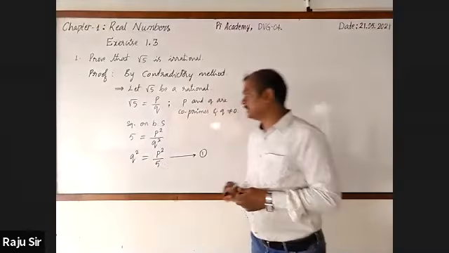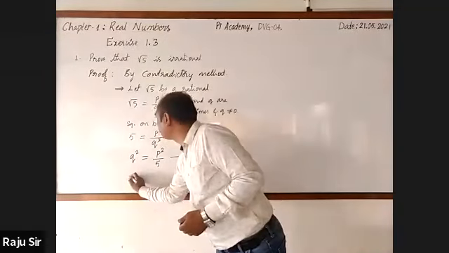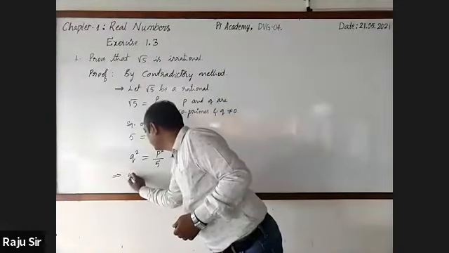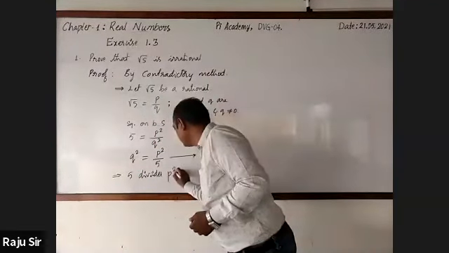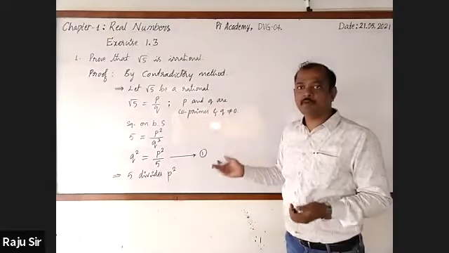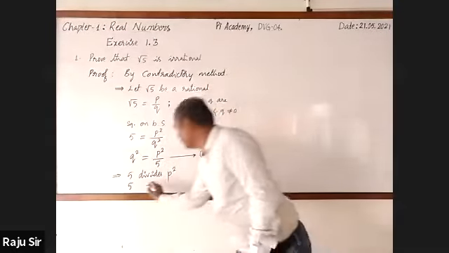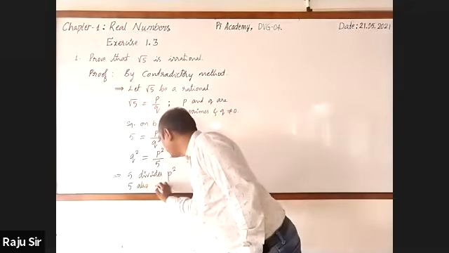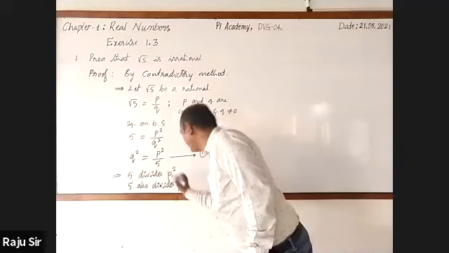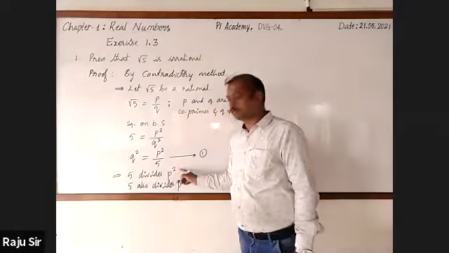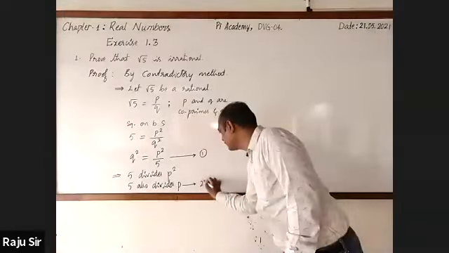Observe the RHS side, that is p square by 5. The meaning of this statement is that 5 divides p square. If 5 divides p square, 5 also divides p. If 5 divides p square, 5 also divides p. You may call this statement 2.